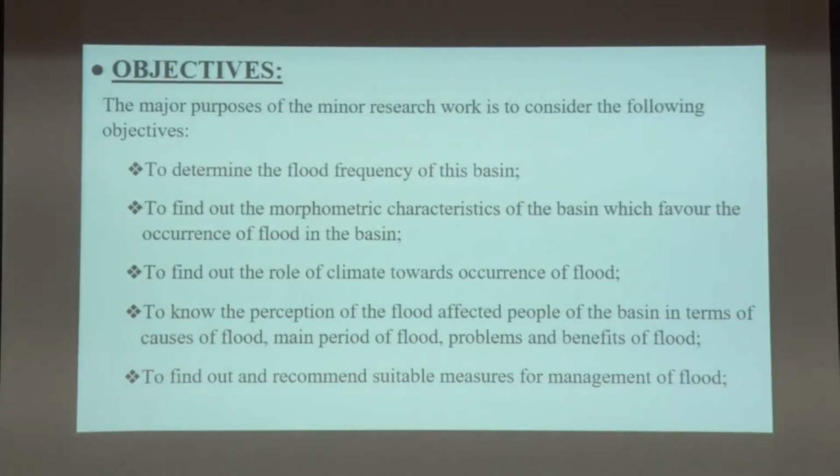Now we have considered a few objectives for our research. One is to determine the flood frequency of the basin. Then we tried to find out the morphometric characteristics of the basin which influence the occurrence of flood in the basin. Then we tried to find out the role of climate in the occurrence of flood. Next, we have studied the perception of local flood-affected people in terms of causes of flood, period of flood, problems and benefits of flood, and mostly the availability of governmental support during flood time. Next, we have tried to find out suitable measures for management of flood.